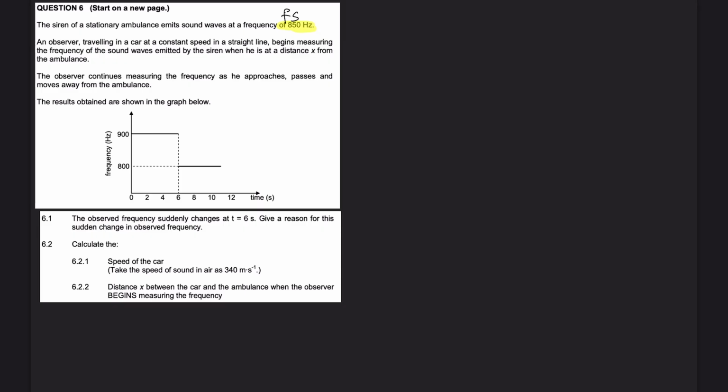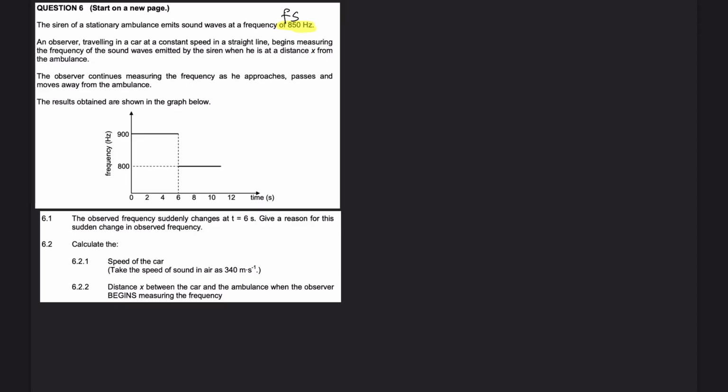Fs. That's the frequency of the source. An observer traveling in a car at a constant speed in a straight line begins measuring the frequency of the sound waves emitted by the siren when he is a distance x from the ambulance. The observer continues measuring the frequency as he approaches, passes, and moves away from the ambulance. The results obtained are shown in the graph below.